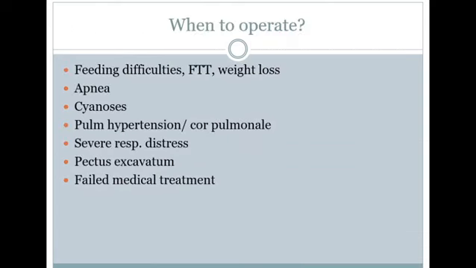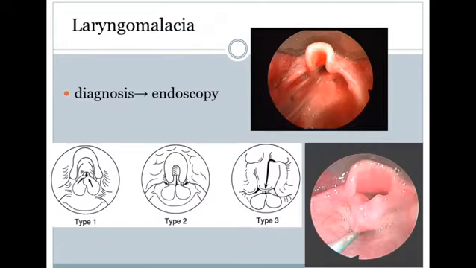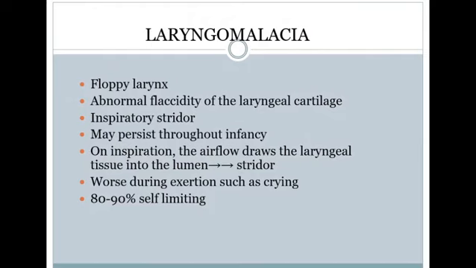So what's the treatment? It's conservative in 90% of the cases because it improves with time. So what you need to do is counsel the parents on proper feeding. Proper feeding means you feed them normally, sitting up. Try to avoid feeding them while they are in a supine position.